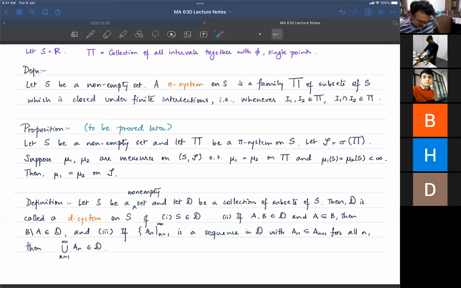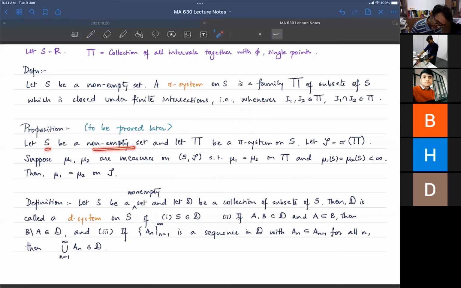All right, so here is the proposition we're working toward. This we already went over, right? So suppose S is a non-empty set, and suppose capital Pi is a pi system on S. Let script S be sigma of pi. Remember, we have talked about this sort of thing. Suppose S is a set and I give you a family of subsets of S. We have talked about what you mean by the sigma algebra generated by that family. That's exactly what we're doing here.